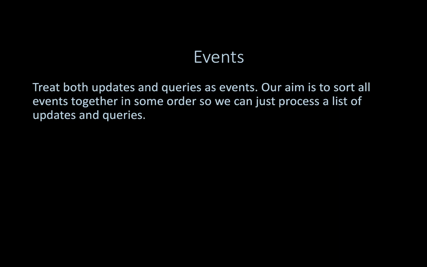Yeah, so we want to sort all of the events so we can just process this list of updates and queries. And it makes sense that we just sort the events by the total edge weight. And that means that, for example, a query with y equals 3 will be before an update with weight 4, because that is the sorting of our events. We're sorting the events in ascending order by values.